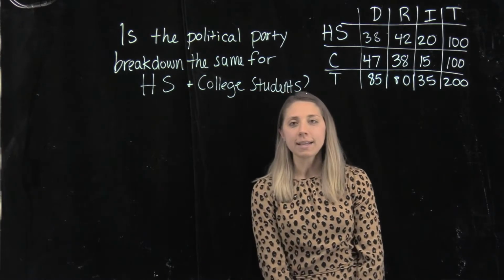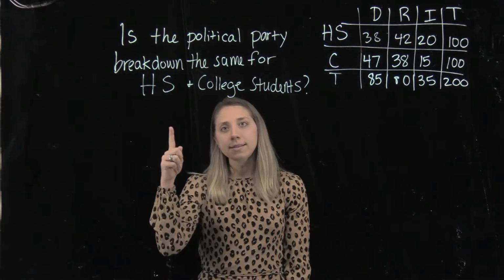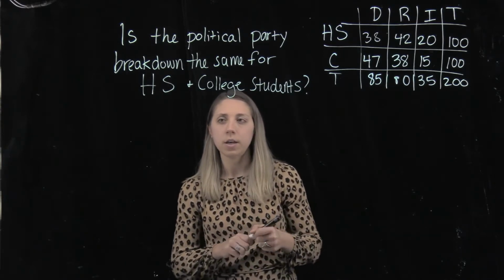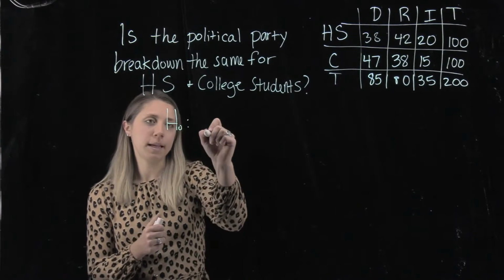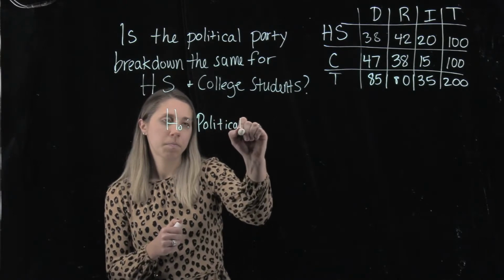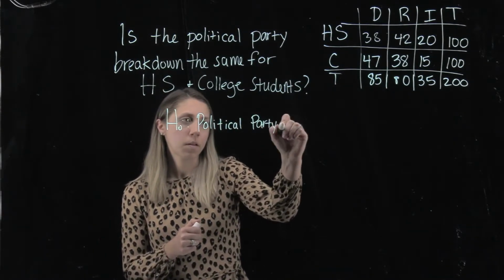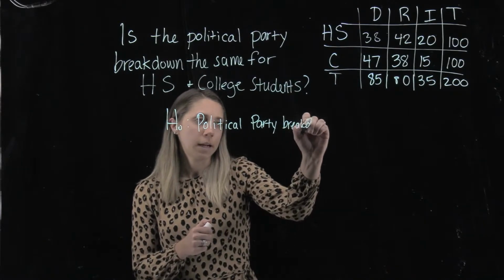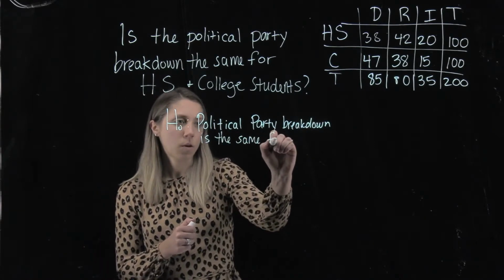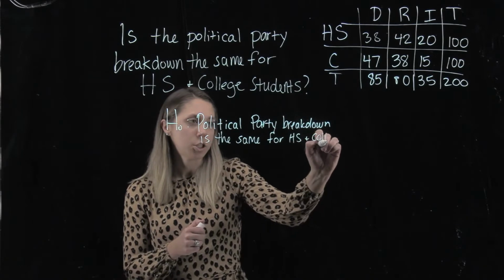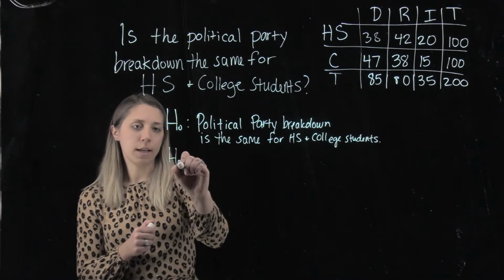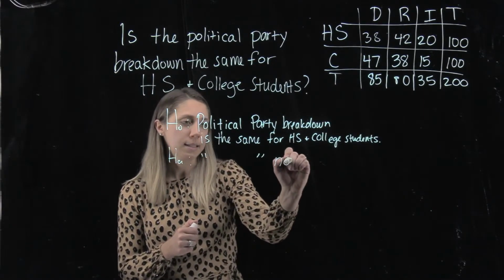Today we're going to be running a chi-squared test for homogeneity. We're being asked this question: is political party breakdown the same for high school and college students? So our null hypothesis would be political party breakdown is the same for high school and college students. Your alternative would be that it's not the same.